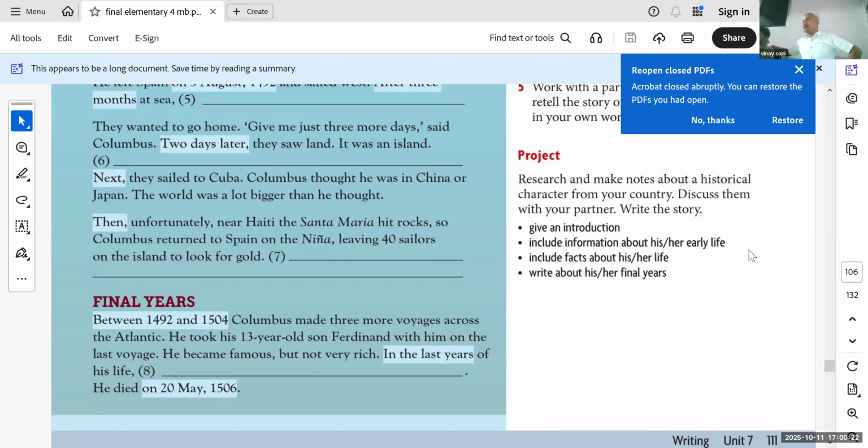Like I told you, the reality is that he created a big massacre there on that island. He killed a lot of people there. He left 40 sailors on the island to look for gold. Number 7.